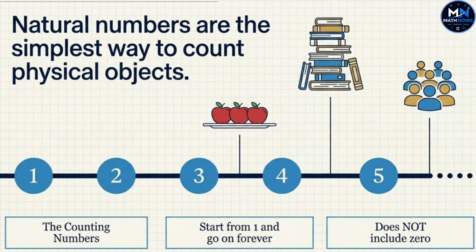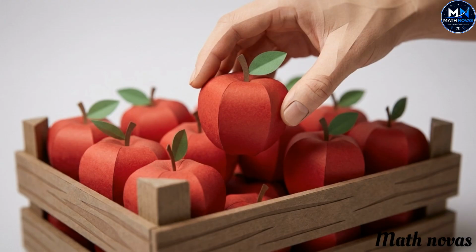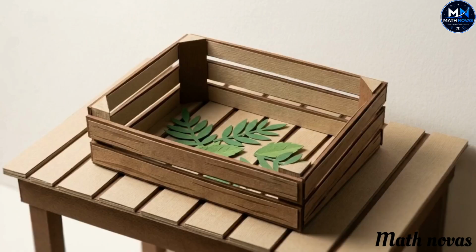On a number line, this group starts at 1, moving up to 2, 3, 4, 5. There is no end to this list. The numbers just keep going. The important rule to remember is this specific group does not include 0. Natural numbers are for when you are counting something that is actually there. They don't have a way to show that something is missing.